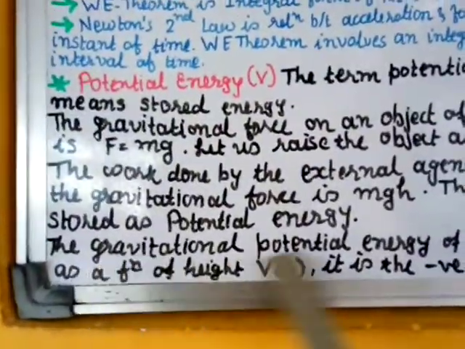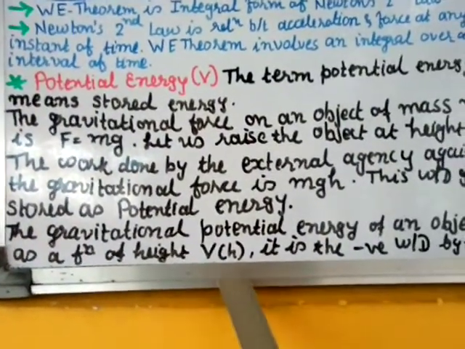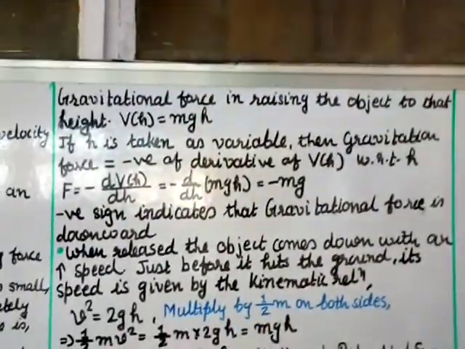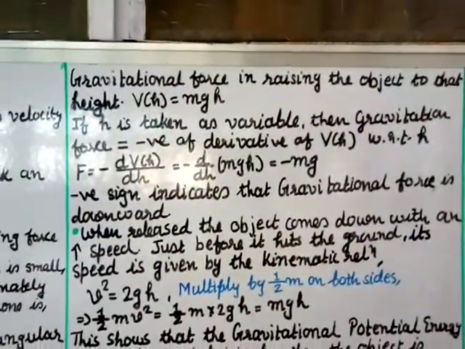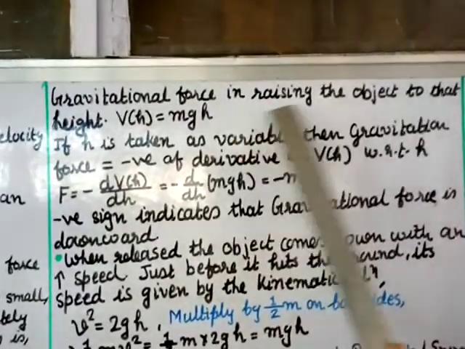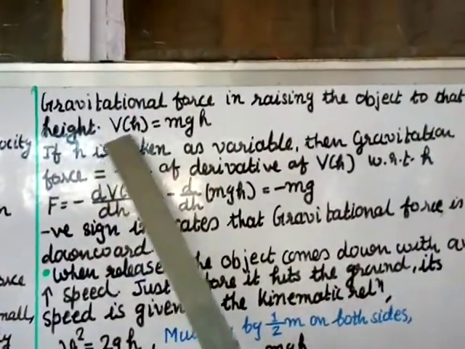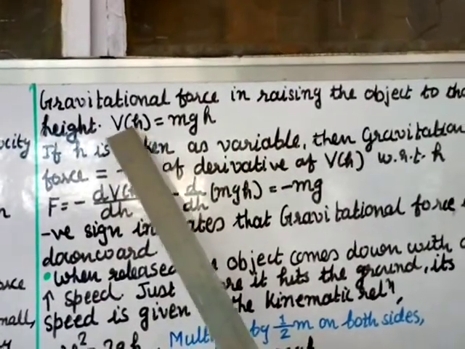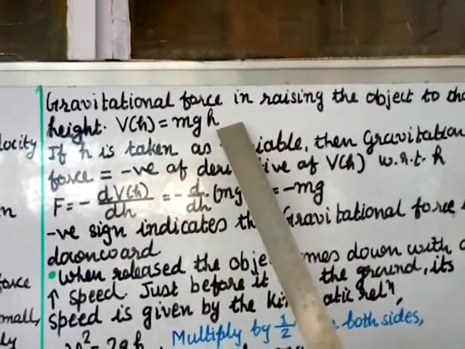Okay, the gravitational potential energy, suppose I call it V of h, is the negative work done by the gravitational force. We are doing work against the gravitational force, so it is the negative of the gravitational force work in raising the object to that height. So we can say V of h, the potential energy in taking an object to height h, is given as mgh.